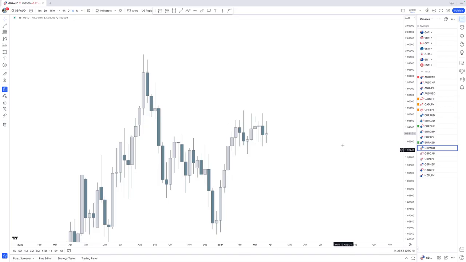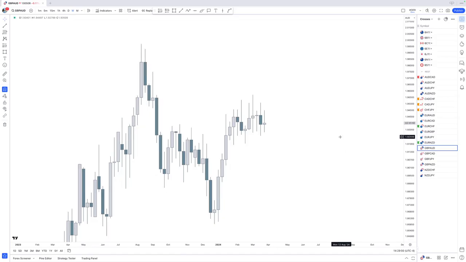GBP Australian dollar. Do we have any GBP or Australian dollar news? Well, we had them both. But look at this price action. I'm not interested in that consolidation right there.